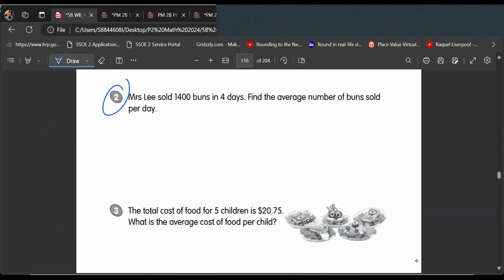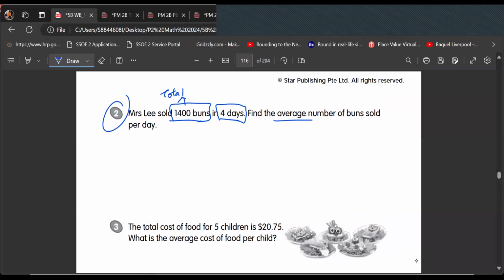Is this difficult? It's very easy. Mrs. Lee sold 1,400 buns in 4 days. Can you tell me, 1,400 buns, is it the total number of data, or the average, or each day? It's already the total. How about 4 days? 4 days is the number of data, very good.